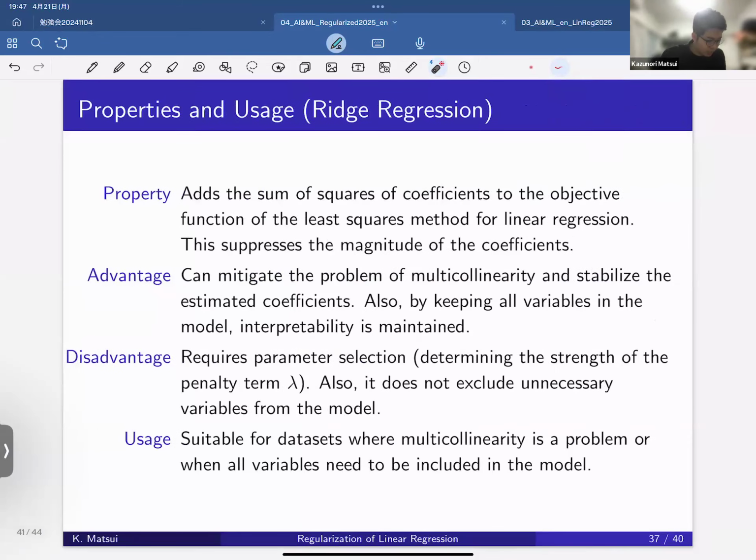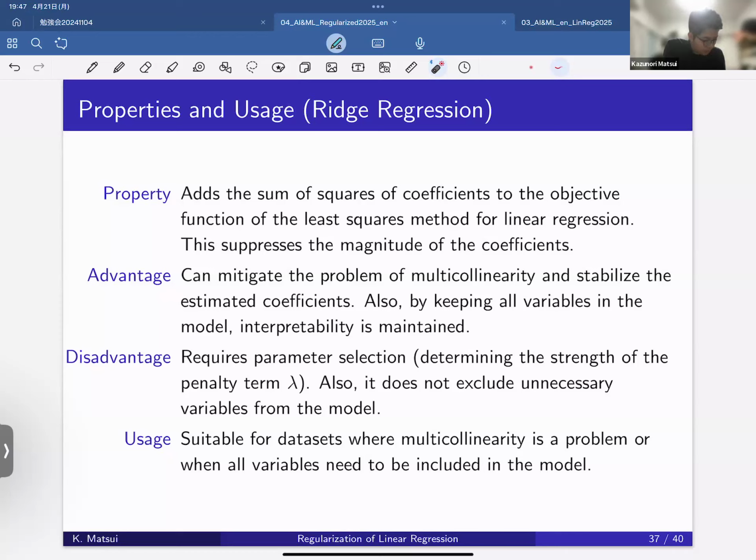Ridge regression addresses the multicollinearity problem. This method adds the sum of squares of the coefficients to the objective function of the least squares method. This allows us to get stable results even when there are many explanatory variables.